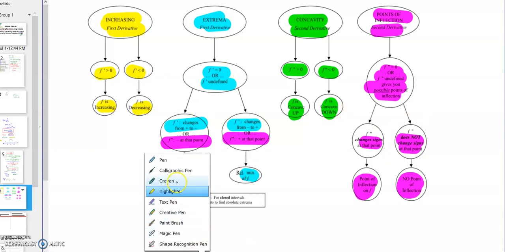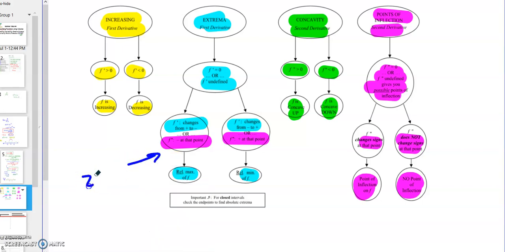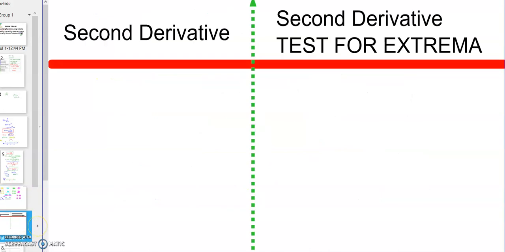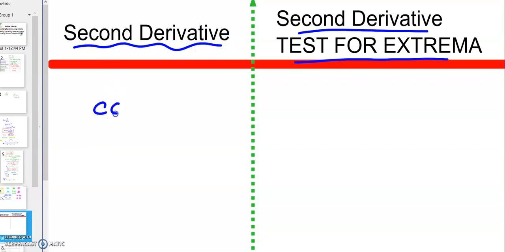This is called the second derivative test. It is different than this stuff over here, which is just what information the second derivative tells you. Okay, so you should really separate these ideas in your head. The second derivative test for extrema is one thing, and the second derivative in general is just another thing. Second derivative, you should think concave up, concave down, possible points of inflection, and so on.